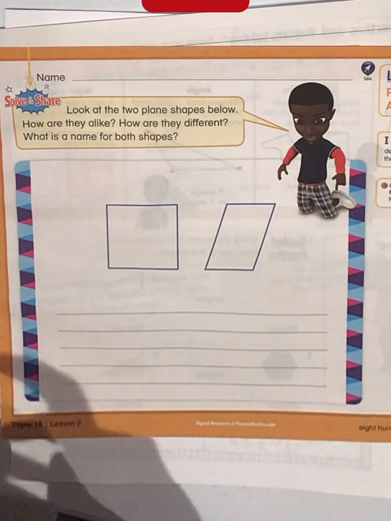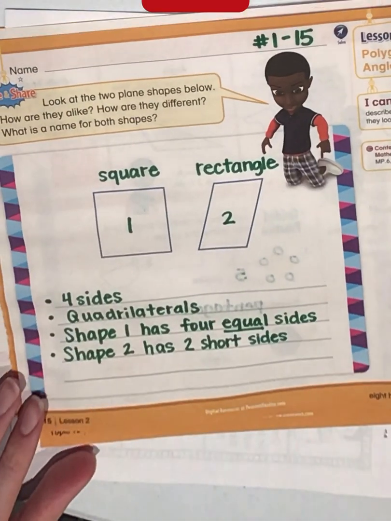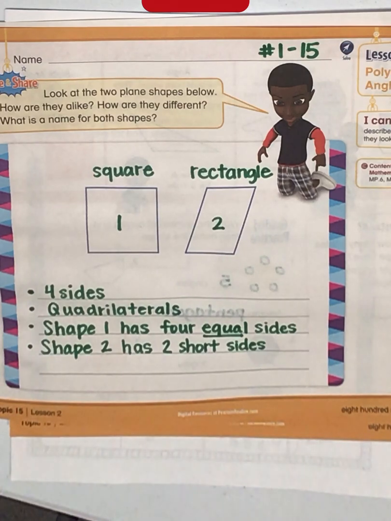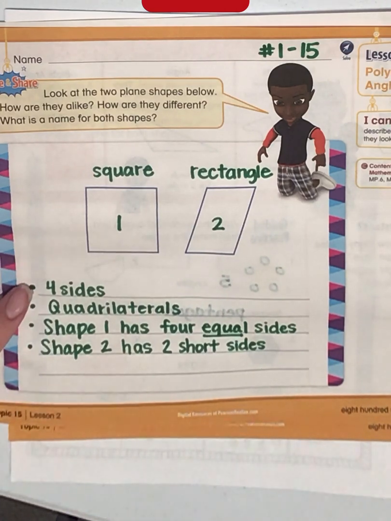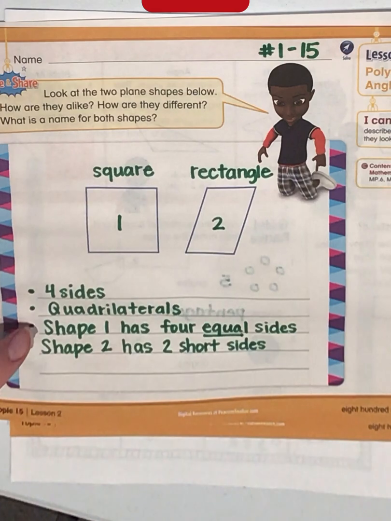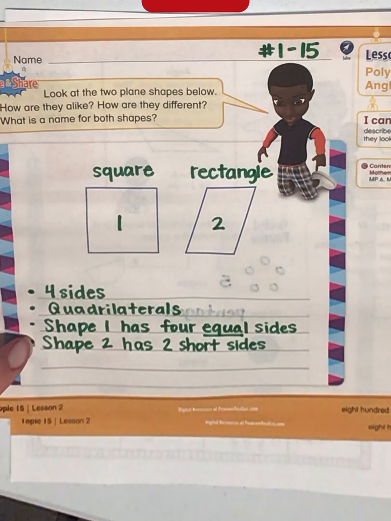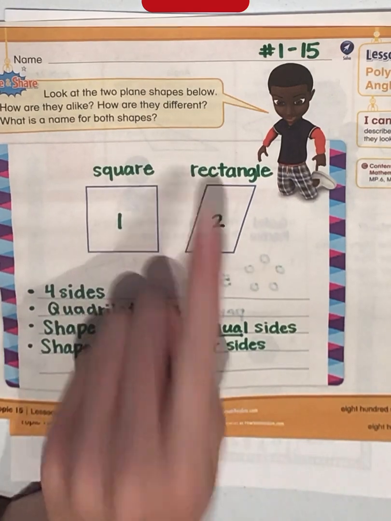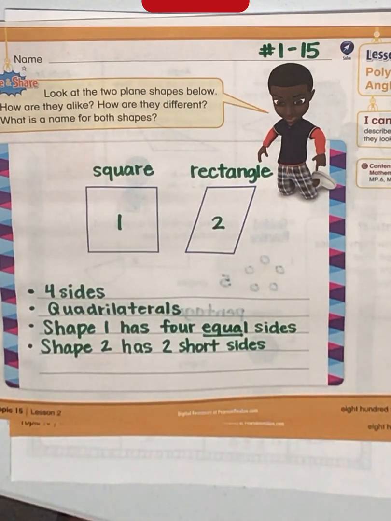So I'm going to put this page up here, and if you want to pause your video here so you can copy this down, that would be great. But we have 2 ways they are alike, and then 2 ways they are different, and then I wrote the name for each shape up above. Okay, so pause your video here and get this copied down, and then when you're ready, you can move on.